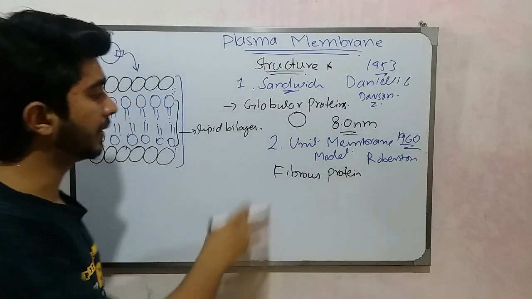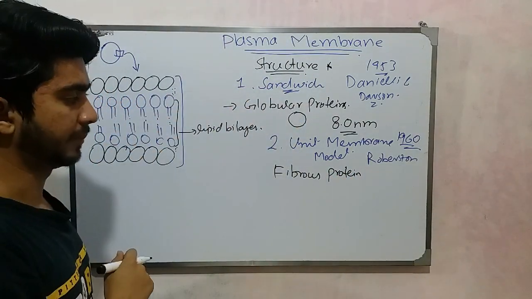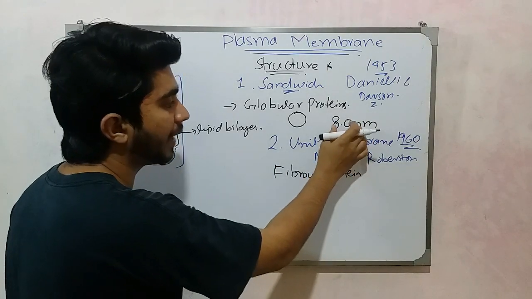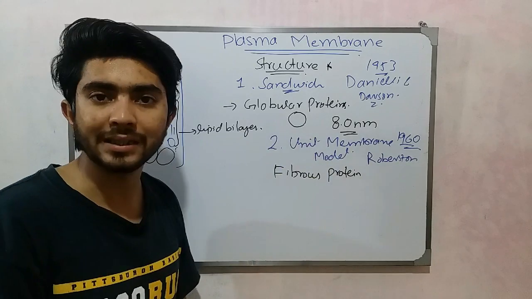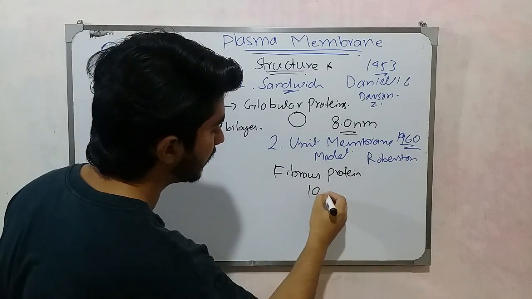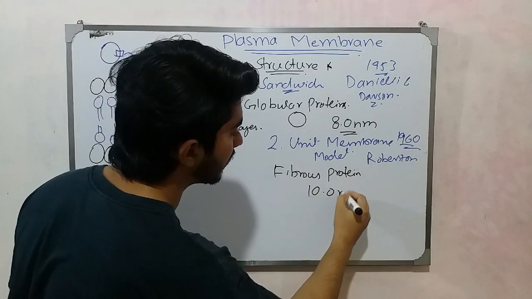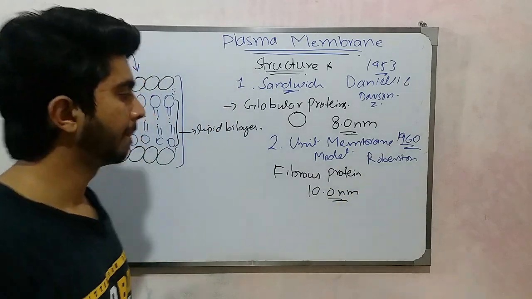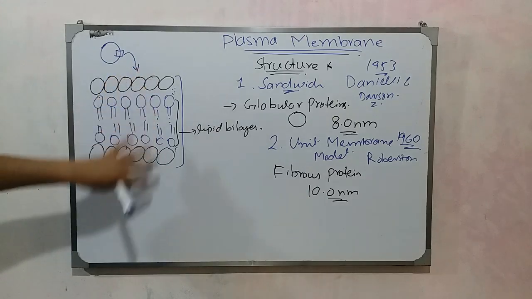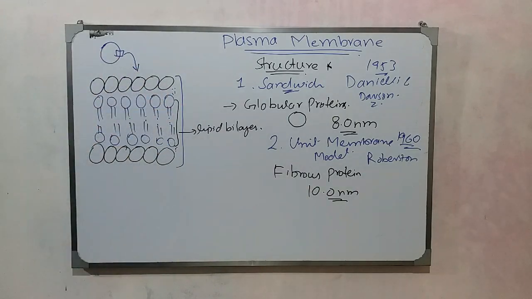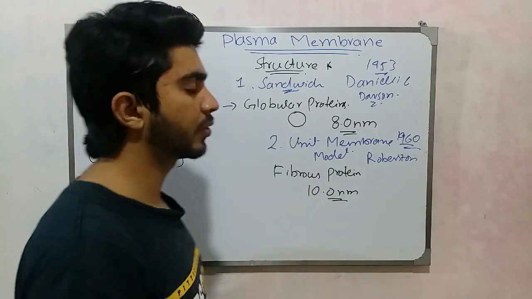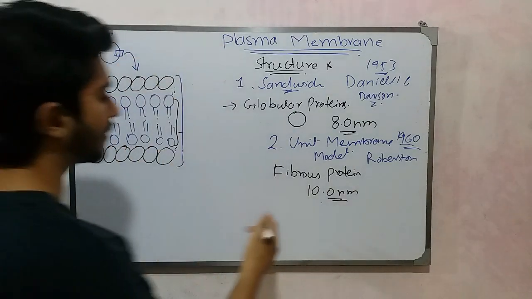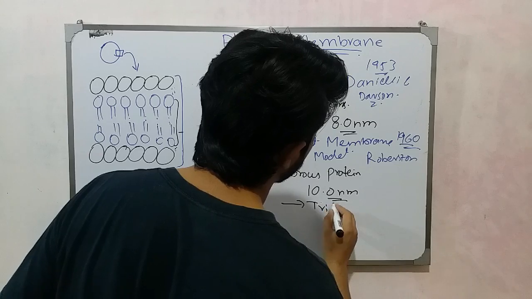So this is the main point given by Robertson: fibrous proteins. Another thing, he told that instead of the 8.0 nanometer thickness, this structure had a 10.0 nanometer thickness, and this structure is similarly stabilized by the attraction between them. Robertson also told another thing: this plasma membrane structure is a trilaminar structure.